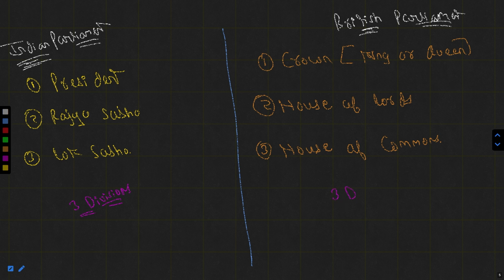and there is also the three divisions. So this is the similarity. But if we talk about the biggest difference, then the biggest difference is that the Indian Parliament is of republic nature, while the British Parliament is of monarch nature.